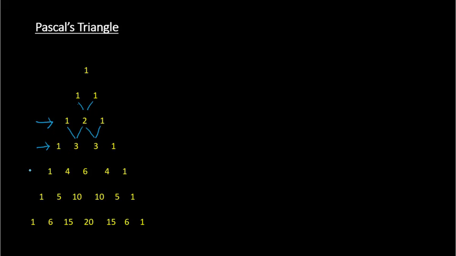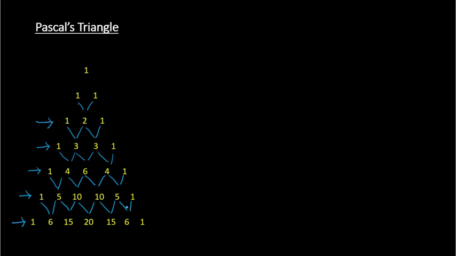And then for the next row, same thing. We have a 1 on the left side, and then 1 plus 3 gives you 4, 3 plus 3 is 6, 3 plus 1 is 4, and then the last number is a 1. This pattern will continue. So the next row is 1 plus 4 to get 5, 4 plus 6 gives you 10, 6 plus 4 gives you 10, and then 4 plus 1 gives you 5. And then the last row here in the picture, we have 1 plus 5 to get 6, 5 plus 10 is 15, 10 plus 10 is 20, 10 plus 5 is 15, and then 5 plus 1 is 6.